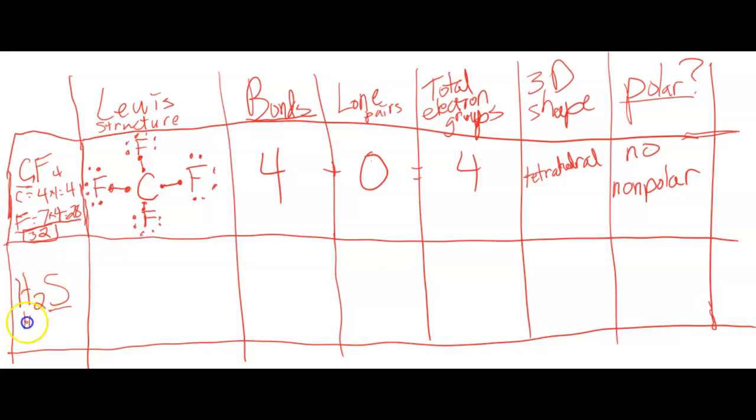So Lewis structure: hydrogen is in group 1A, so it has 1 valence electron. There's 2 hydrogens, so there's 2 total valence electrons from hydrogen. Sulfur is in group 6A. There's only 1 sulfur, so 6 valence electrons, 2 plus 6. It gives us a total of 8 electrons that we're going to have in our structure. Sulfur is the center atom. Hydrogens. Now remember, with the octet rule, it's 8 electrons for everything except for hydrogen. Hydrogen only needs 2. So we're going to attach each of these hydrogens to the sulfur.